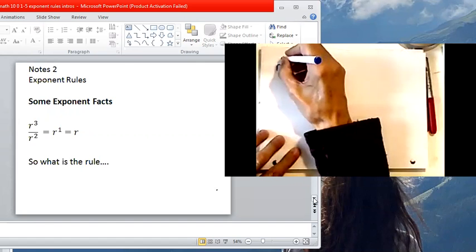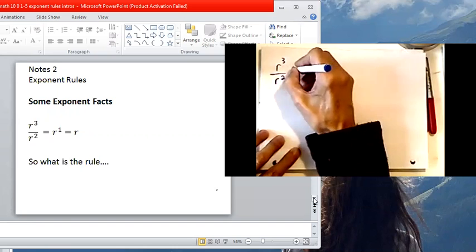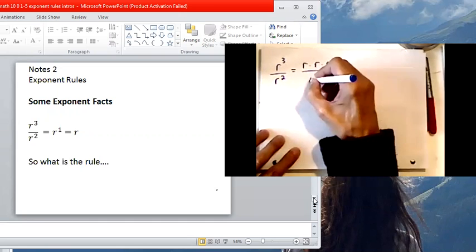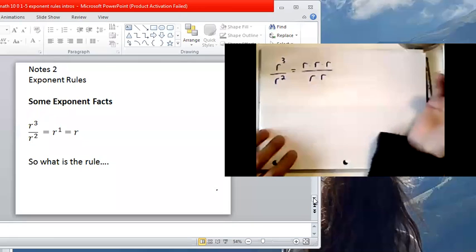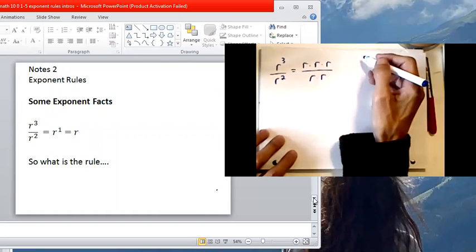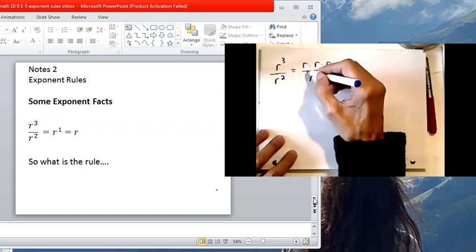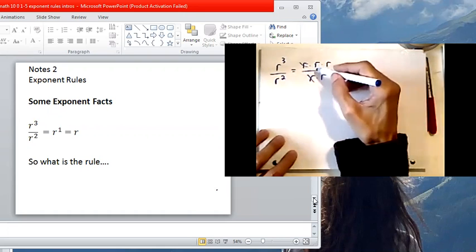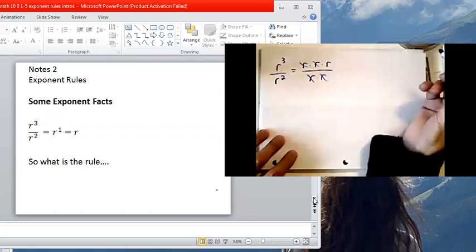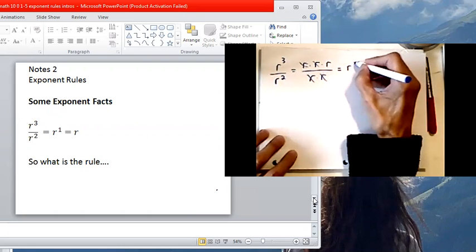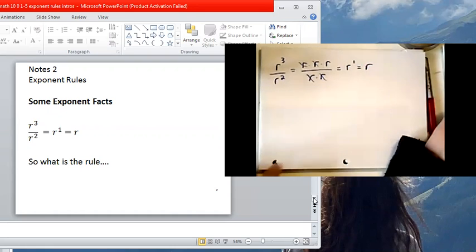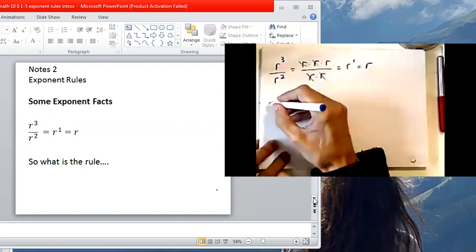If we have r cubed, and when solving these questions, it's a good idea to be able to picture this in your mind. r cubed means we got 3 multiplied together. r squared, we have 2 multiplied together. And look what happens. r divided by r, gone. r divided by r, gone. We're left with r to the power of 1, which we normally write as just r. Interesting. Want the rule? What's the secret?